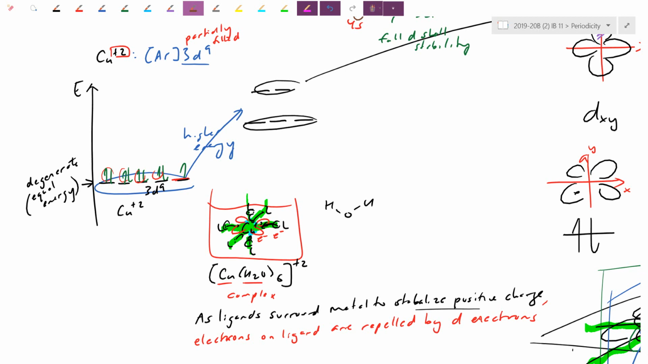So you can say here the d orbital split because of this electron repulsion. And here's the kicker. How much do they split by? We'll call it delta E. That's an energy gap. It turns out the delta E gap is visible. Right? So let me just flesh out some of these details here.